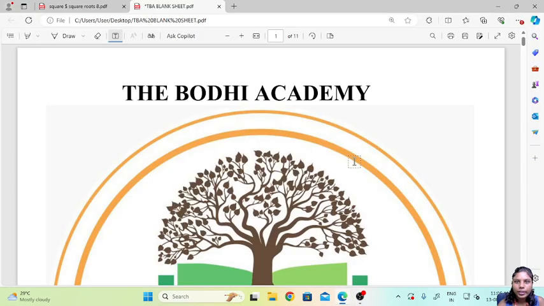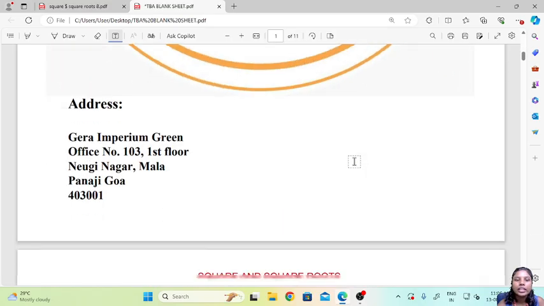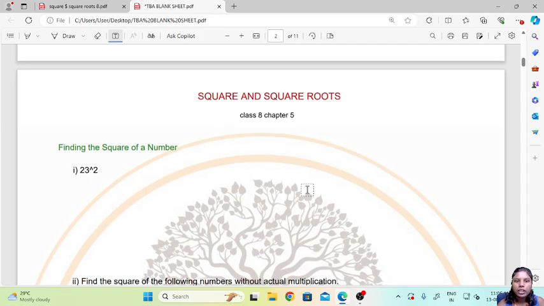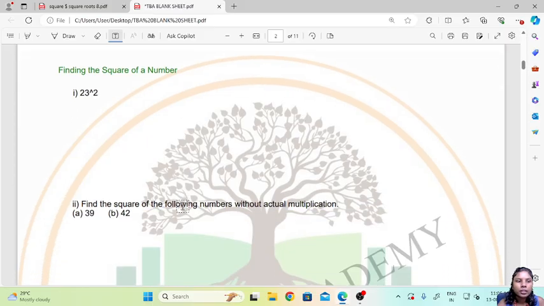My name is Amisha Kalaso, and in today's video we will continue with our chapter of class 8, chapter 5, square and square roots. Previously we have seen the different patterns in which we can find out the perfect square numbers. So in today's video we will learn about finding the square of any given number.